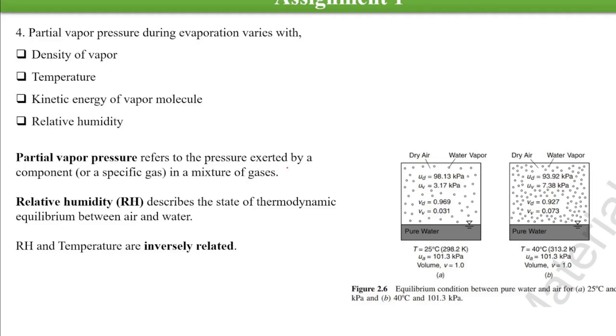The kinetic energy of the vapor molecules also depends on the temperature. The more the temperature, the more is the kinetic energy of the vapor molecules. And relative humidity is a term which also depends on the temperature. It is basically inversely related. If the temperature is more, the particles in the air have more capacity to absorb water, so the relative humidity will be less, right? So relative humidity and temperature are inversely related. At the end, if you see the independent dependability of these variables, you'll find that the partial vapor pressure is dependent mainly on temperature.